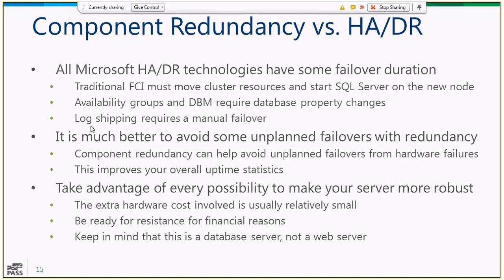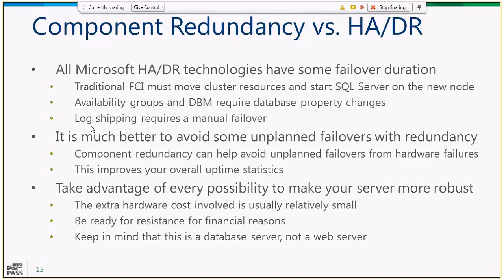Availability groups and database mirroring, all you have to do there is a database property change. And so the failover is typically a lot faster, typically in the 5 to 10 second range, sometimes even less, depending on the load on your server. And of course, if you're using log shipping for your HA, which is really not the best idea in most cases, you're going to have to do a manual failover where you recover the database on the secondary server and then point your applications at it.